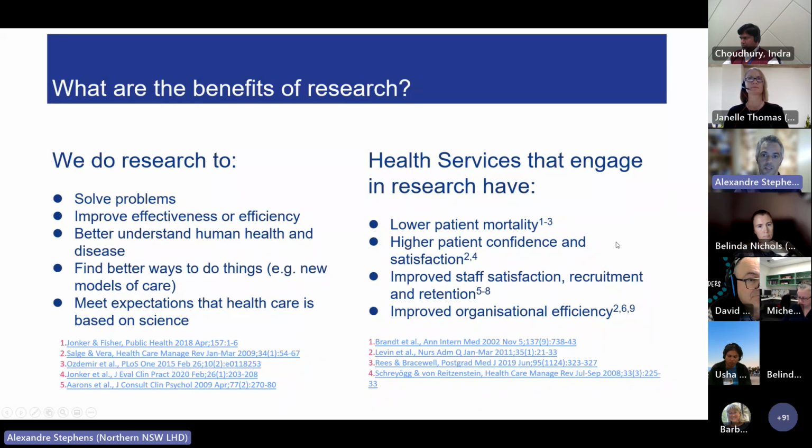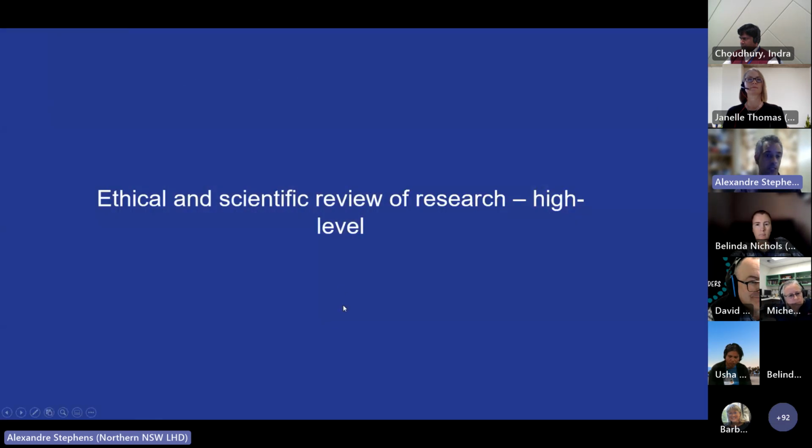Now, in terms of health services that engage in research, well, they benefit from tangible outcomes. And the evidence suggests that those that do tend to have lower patient mortality, higher patient confidence and satisfaction, improved staff satisfaction, recruitment and retention, which is very topical right now, and improved organizational efficiency. So there are definitely tangible benefits to doing research.